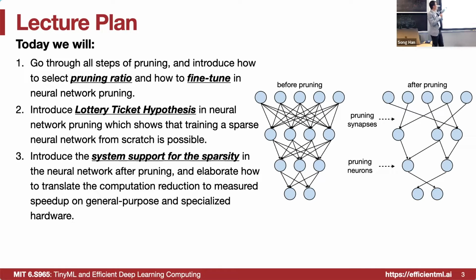Next, we are going to introduce the lottery ticket hypothesis, which shows that training a sparse neural network from scratch is sometimes possible. And finally, how do we realize those speedups by pruning using different granularities and specialized hardware? We'll talk about that in the later part of this lecture.